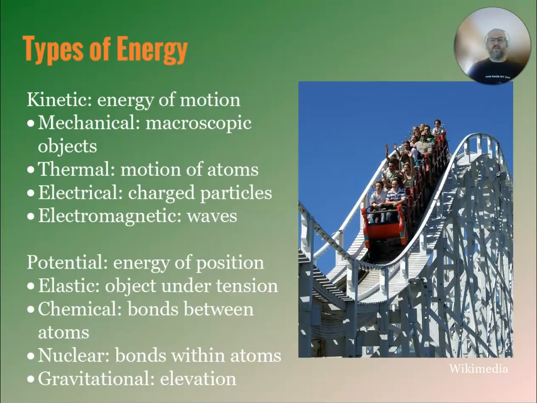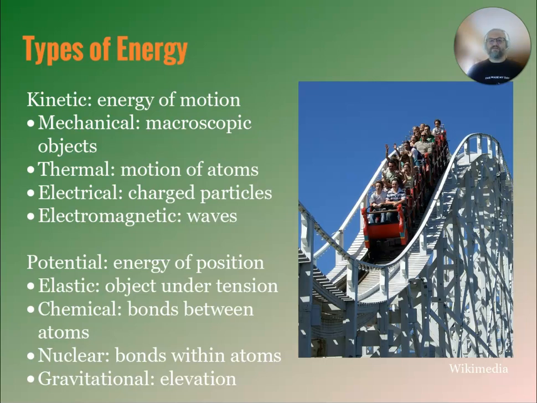These people are being affected by a whole bunch of different kinds of energy in the course of their ride. So we'll start with breaking down different kinds of kinetic energy. We have 4 subtypes of kinetic energy. The first is mechanical energy. This is the energy of the motion of macroscopic objects. Macroscopic means basically big enough for us to see. We don't need a microscope to see it. Stuff that we can see move around, that is mechanical energy. So when that roller coaster car goes down the track, that is mechanical energy.